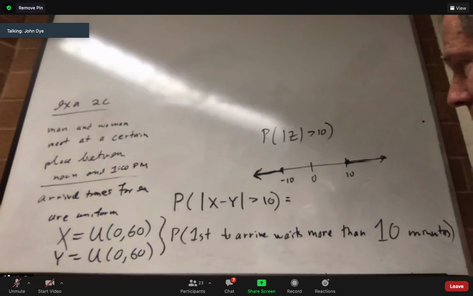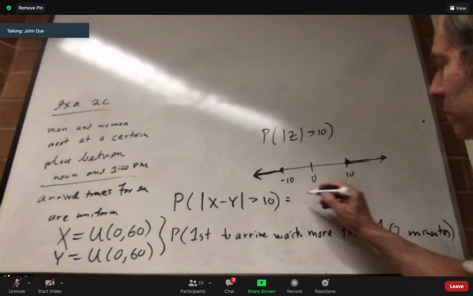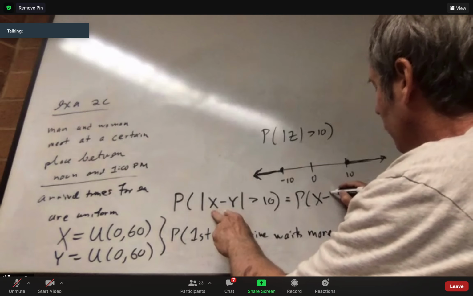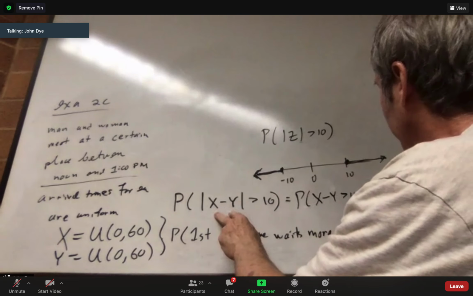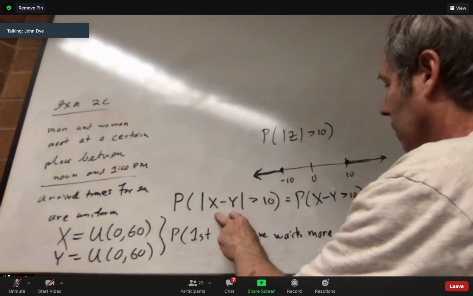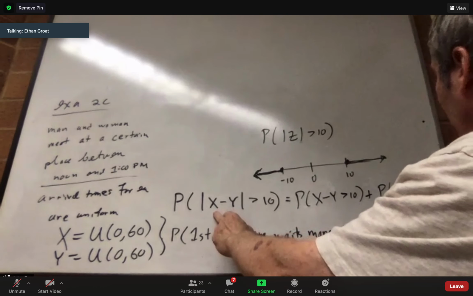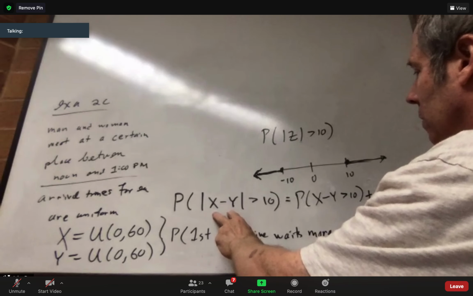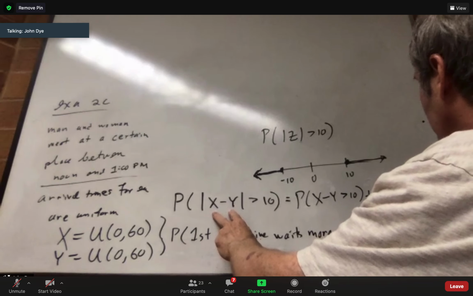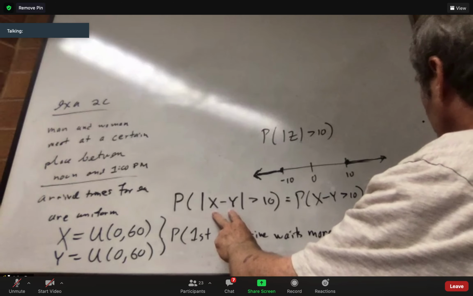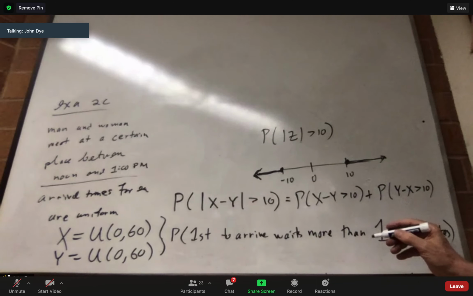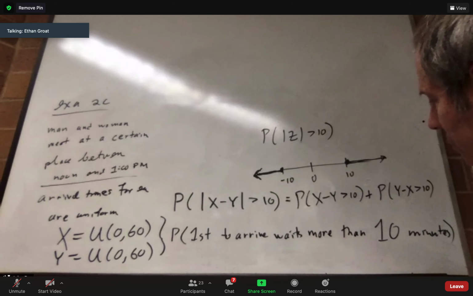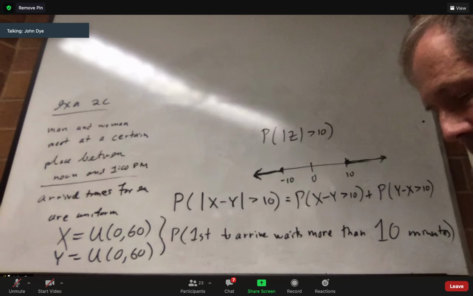So, tell me what we need to do here. So this would be what? The probability that x minus y is greater than 10, plus what's the other case? Probability that y minus x is greater than 10. But this is a symmetrical situation. So we just go 2 times one of these. Yay, symmetry.